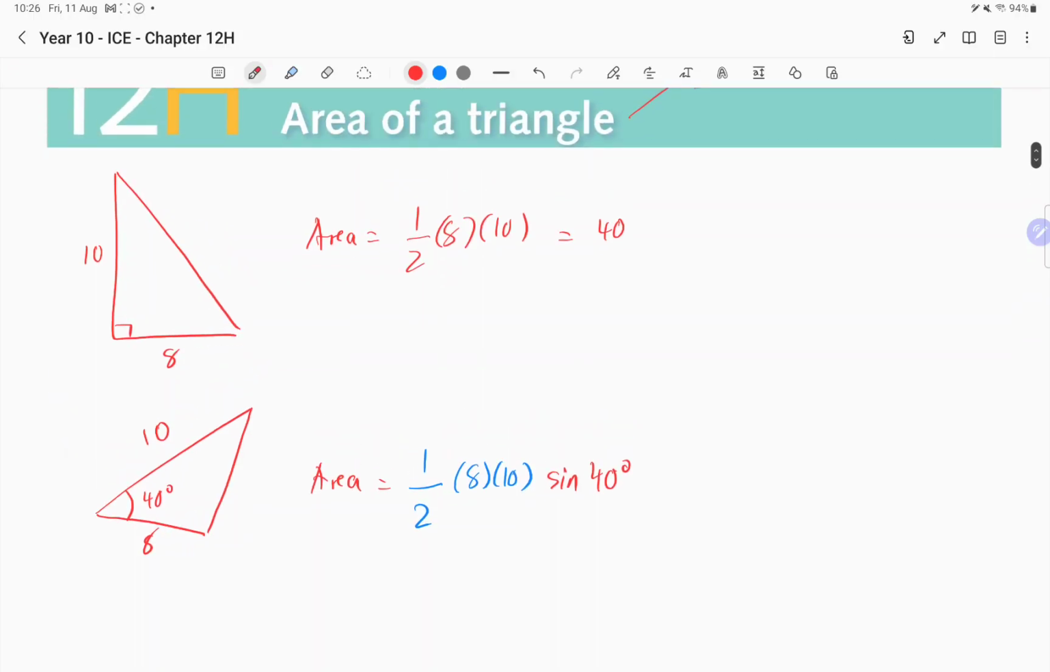Now let's go back to the right angled triangle and see whether this formula actually applies. So there will be 1/2 times 8 times 10 times sine of the included angle, which is 90 degrees. If you punch sine 90 into the calculator, you would get 1. So that's why for a right angled triangle, it's just simply half of the product of the two sides next to the right angle.